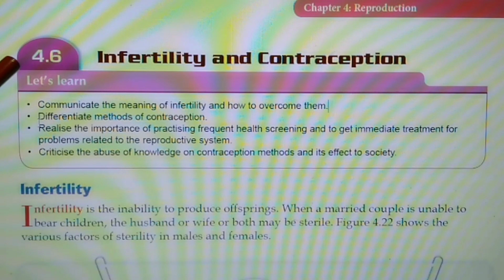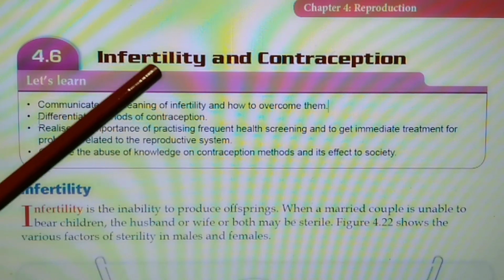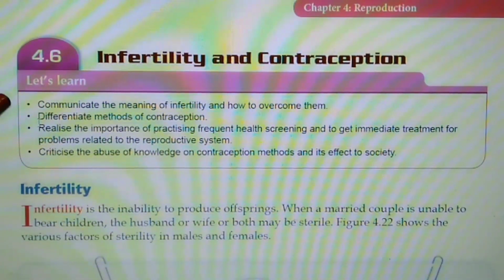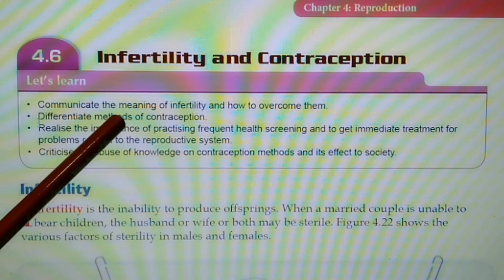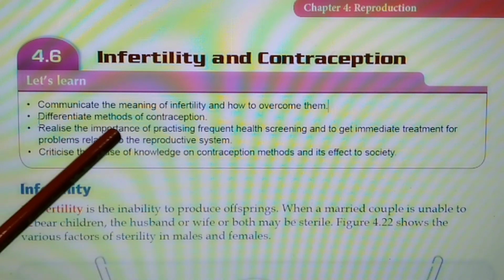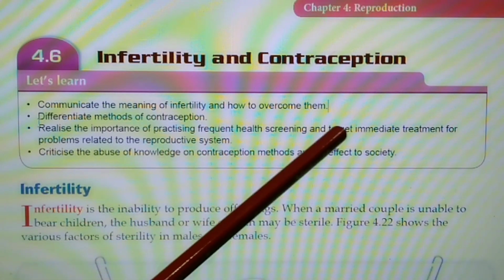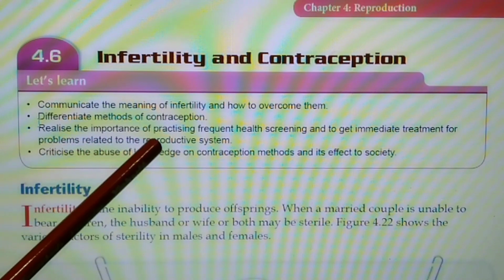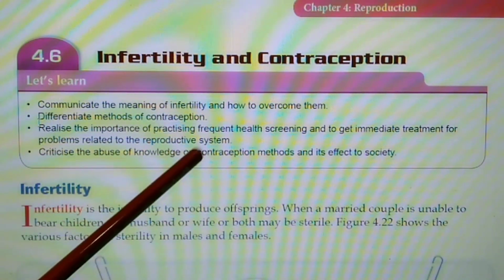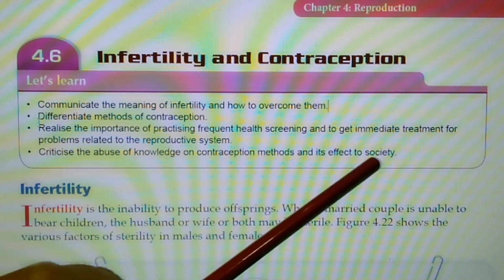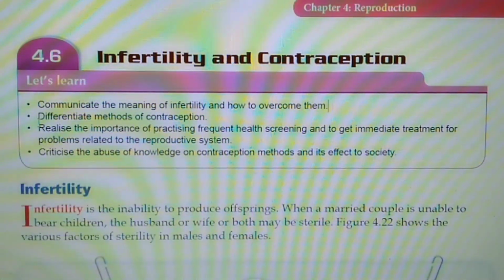Today we are going to discuss subtopic 4.6, that is infertility and contraception. In this subtopic, the learning objectives are to communicate the meaning of infertility and how to overcome it, differentiate methods of contraception, realize the importance of practicing frequent health screening and getting immediate treatment for problems related to the reproductive system, and criticize the abuse of knowledge on contraception methods and its effect on society. I hope all of you will focus on these learning objectives and try to understand the concept in this subtopic, infertility and contraception.